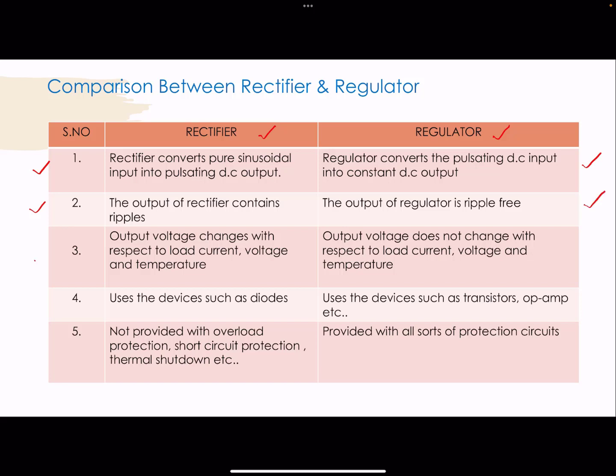The third point is, in the case of rectifier, the output voltage changes with respect to the load current, voltage and the temperature, whereas in the case of the regulator, the output voltage does not change with respect to the load current, voltage and the temperature.